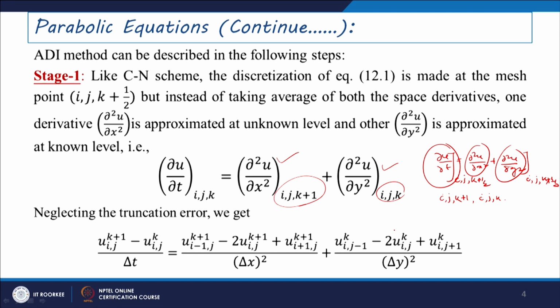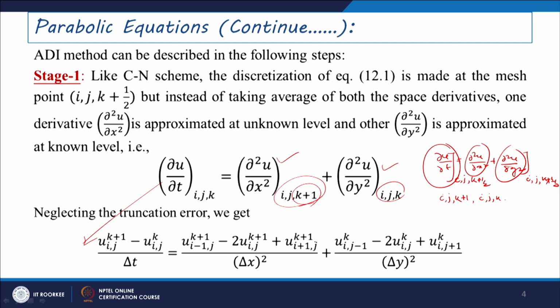This means that half of the time step we are just moving in the x direction, that is at the unknown level, and half time step we are just moving in the y direction, that is at the known level. So, if you just neglect this truncation error for this series here, then we can obtain this series as, if you take this forward difference approximation for time derivative here, this can be written as u_ij^(k+1) minus u_ij^k by del t here, and this space coordinate x, that is at k plus 1th level.